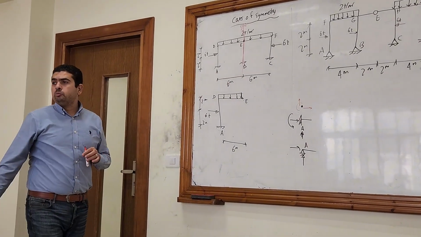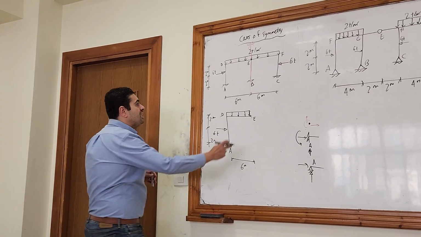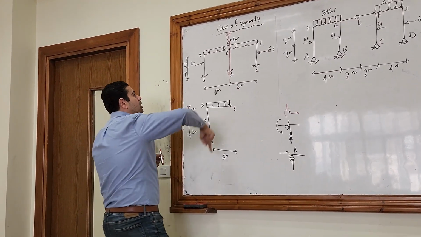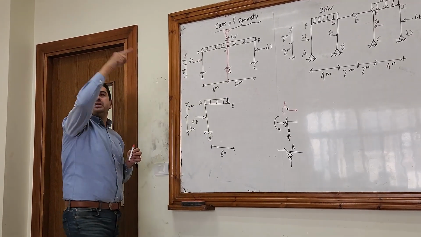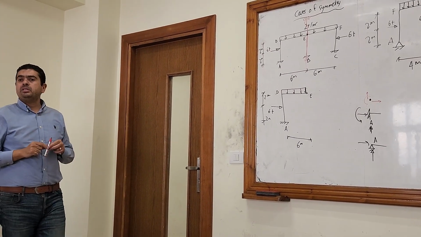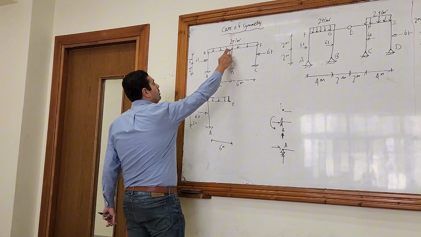Is it allowed to move vertically? No, the answer is no. Why? Because here there is a vertical reaction at the fixed support that will eliminate the vertical displacement of this point. So the vertical displacement is 0. What about the horizontal displacement at E?